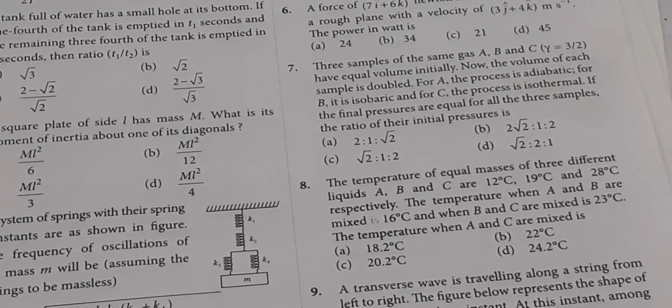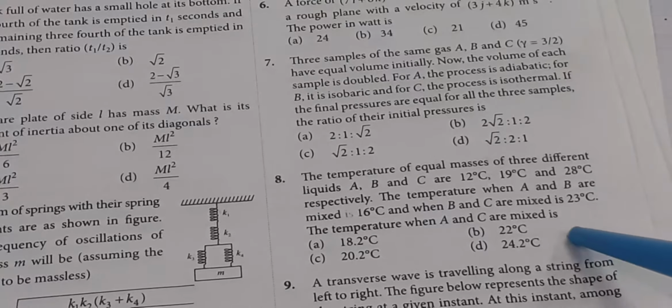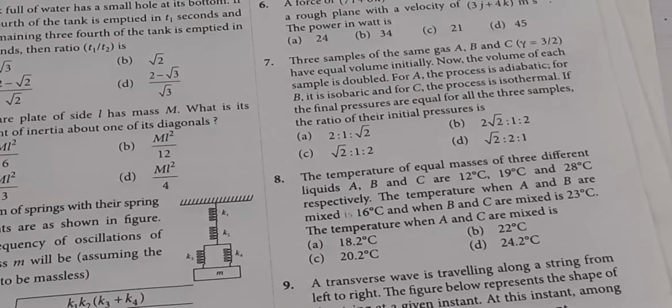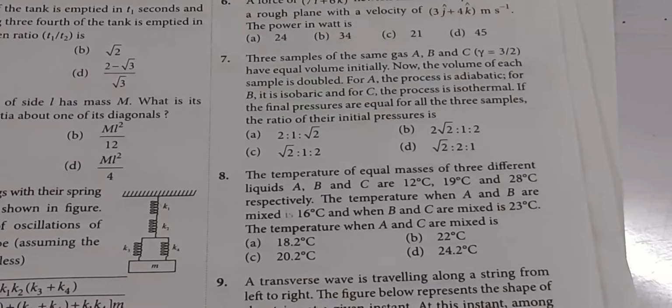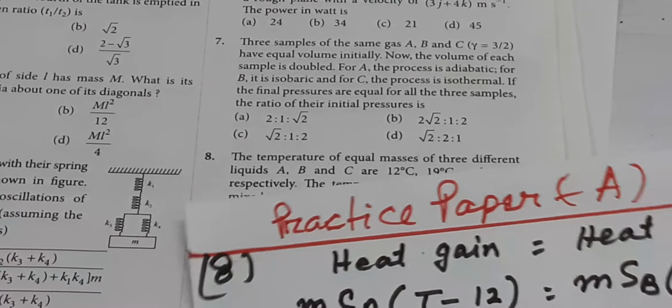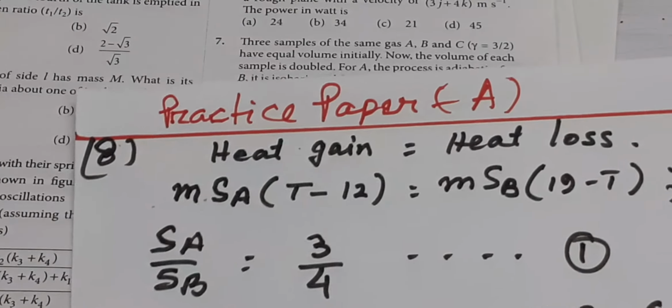Next, come to the next question. The temperatures of equal masses of 3 different liquids A, B, C are 12 degrees, then 19 degrees Celsius, then 28 degrees Celsius respectively. The temperature when A and B are mixed is 16 degrees Celsius and for B and C it is 23, and so on. We have to find the temperature when A and C are mixed. Specific heats are not given here. What to do? We take heat gain equal to heat loss, the basic energy balance formula.